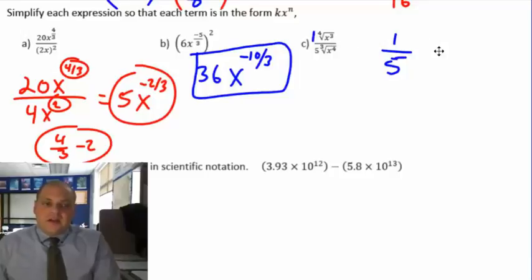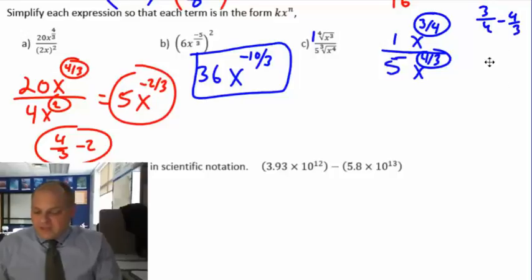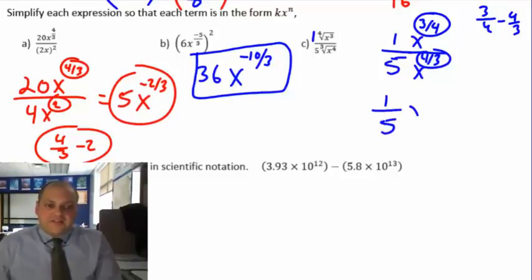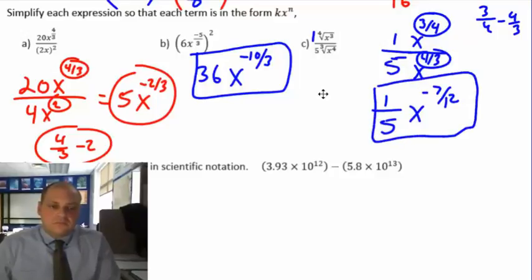All right, here I have a 1 outside here, so it's 1/5. And then here I have x to the, let's do it this way, x to the 3/4. That's what this means. And this is x to the 4/3. So I have to subtract those. I have to do 3/4 minus 4/3. In my calculator, that gave me negative 7/12. So I have 1/5 x to the negative 7/12. All right, there we go.